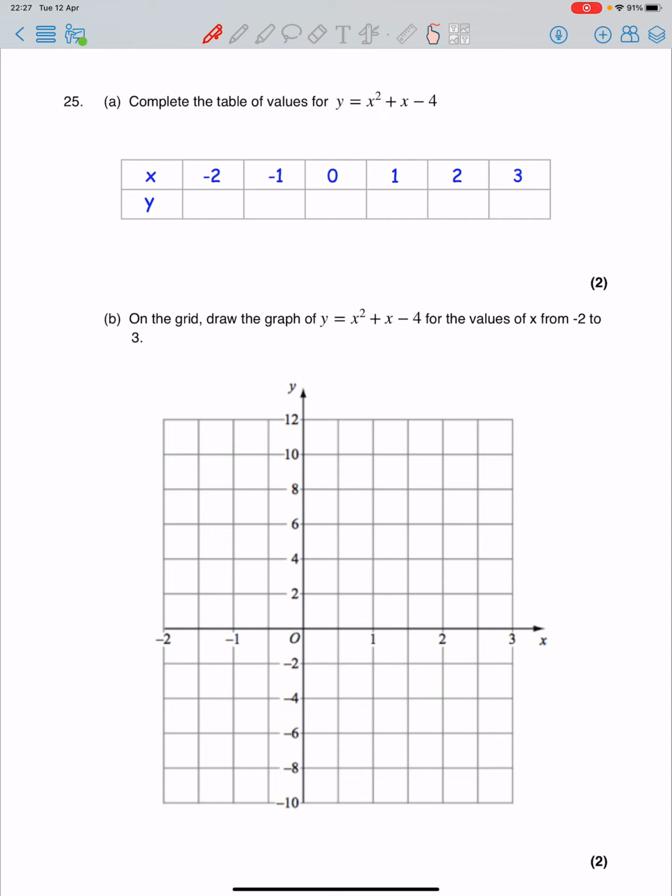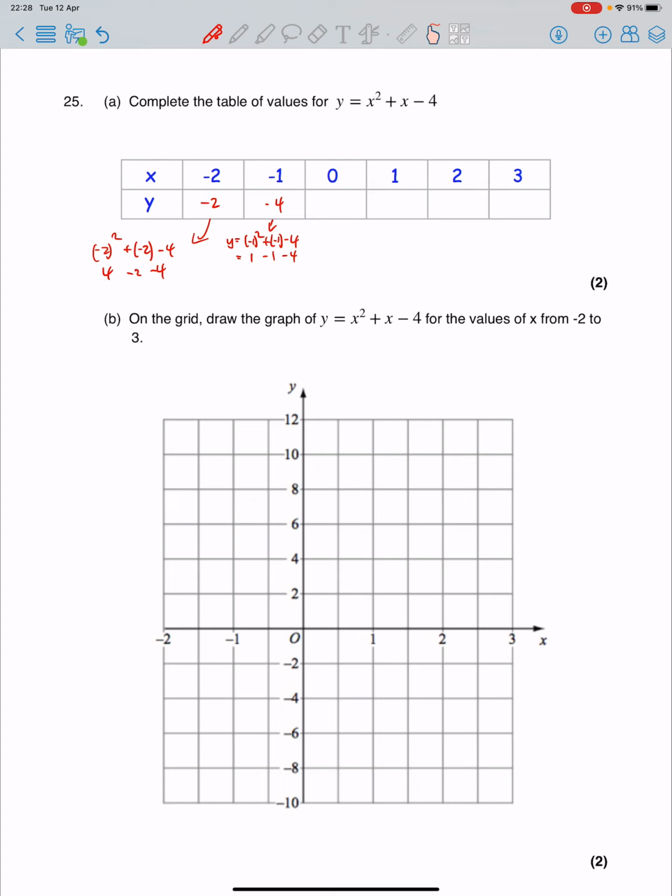If x is equal to minus 2, then y is going to be minus 2 squared plus minus 2 minus 4. So that's going to be 4 minus 2 minus 4, and that gives us minus 2. When x is equal to minus 1, we've got y equals minus 1 squared plus minus 1 minus 4. So that's equal to 1 minus 1 minus 4, which is equal to minus 4.